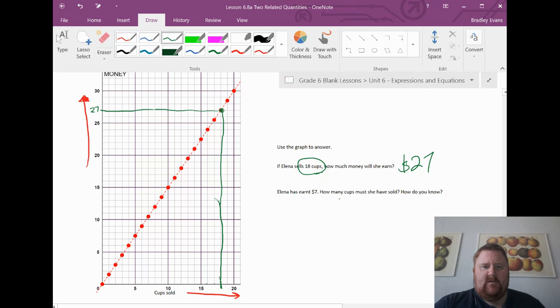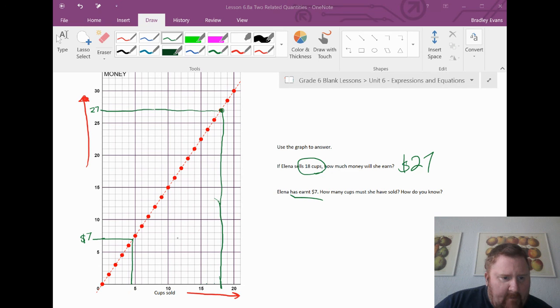Elena has earned $7. How many cups must she have sold and how do you know? So she's earned $7. Let's look on our chart here. Here's the $7 right there. Let's see where it meets the line. It meets right there. And let's go down. So I'm going to see how many cups she must have sold. It's between 4 and 5. I'm going to say it's about 4.6 cups, if she's made $7.